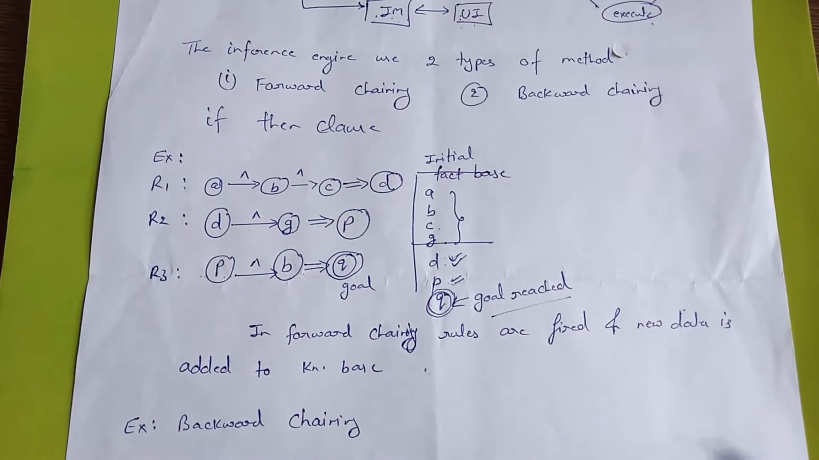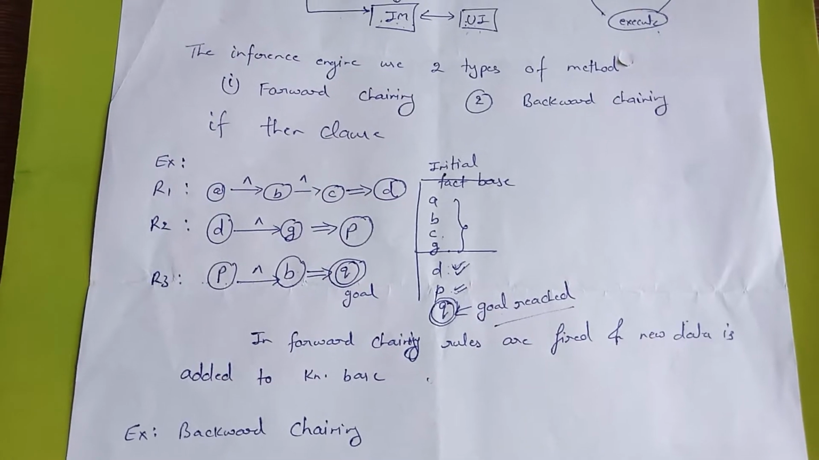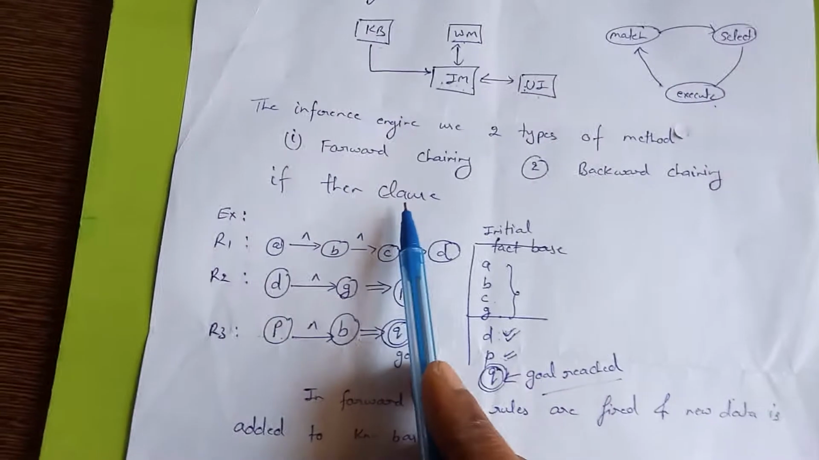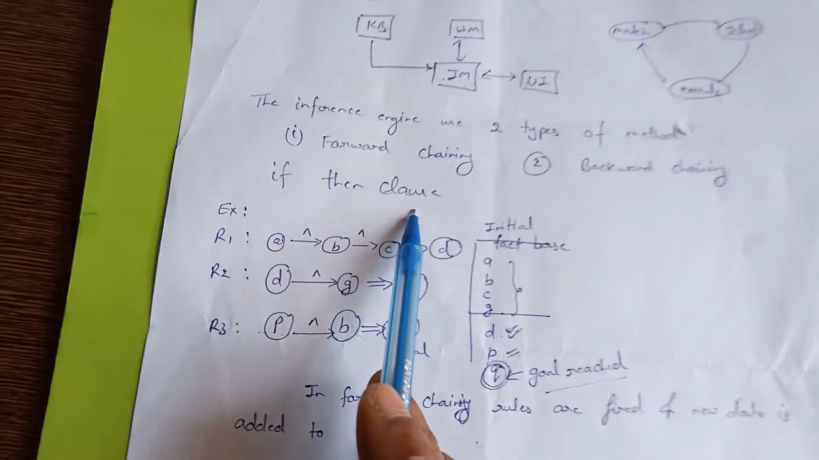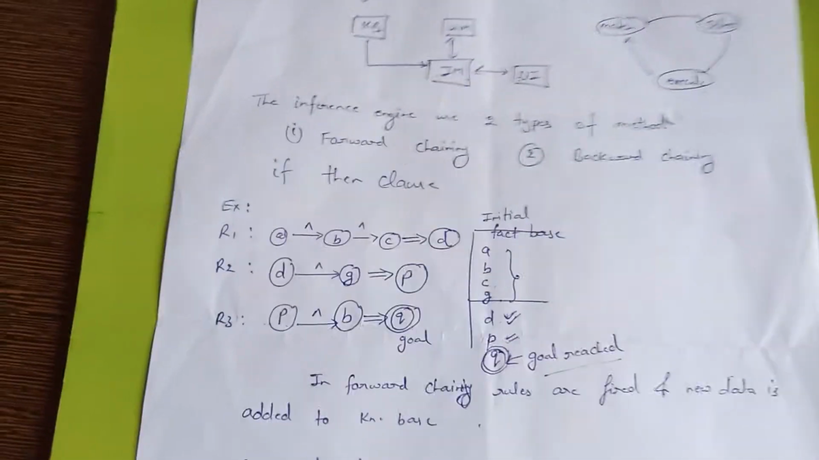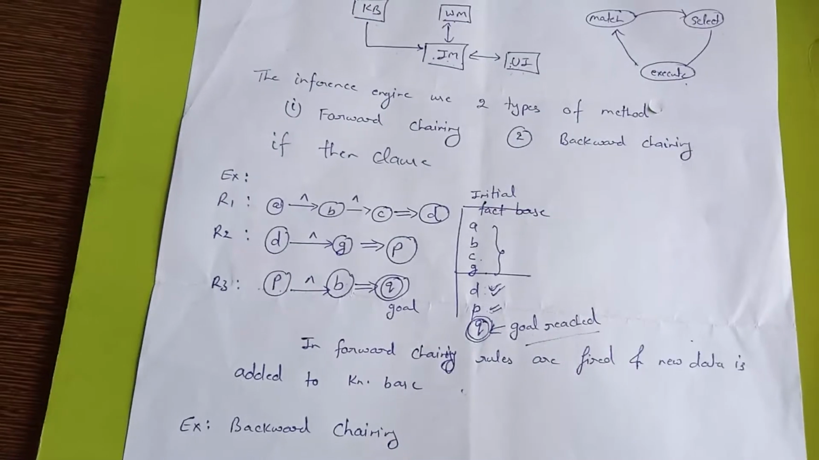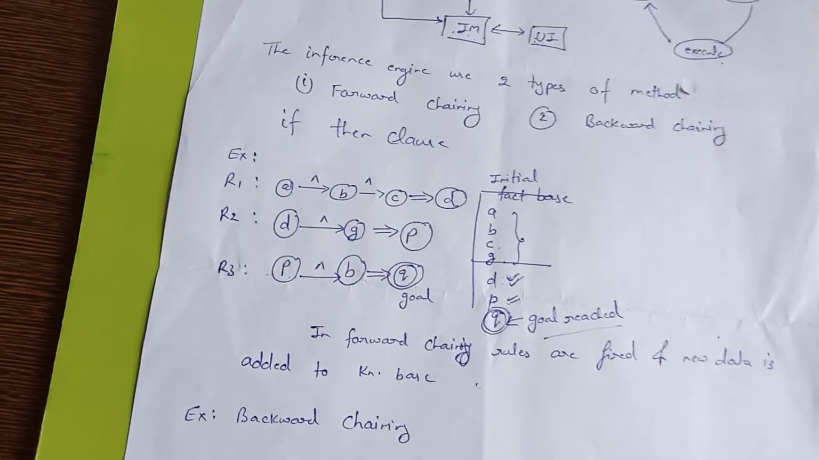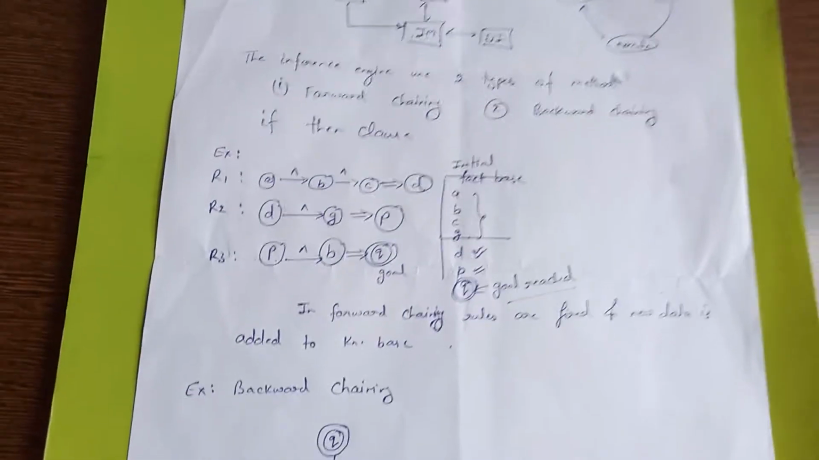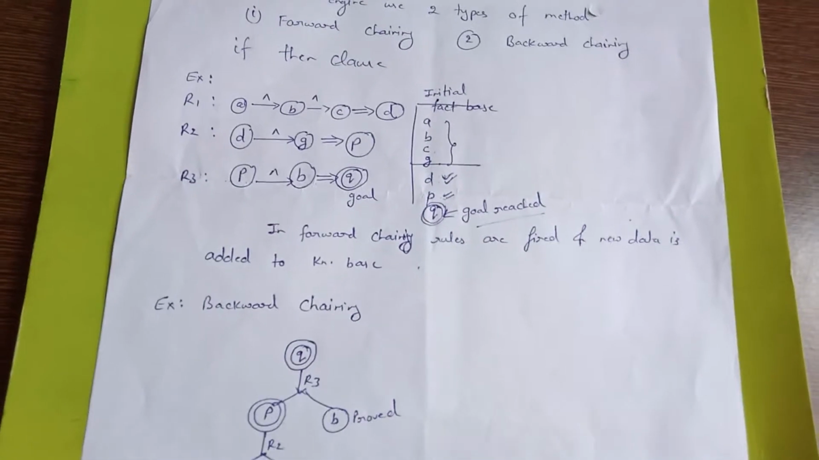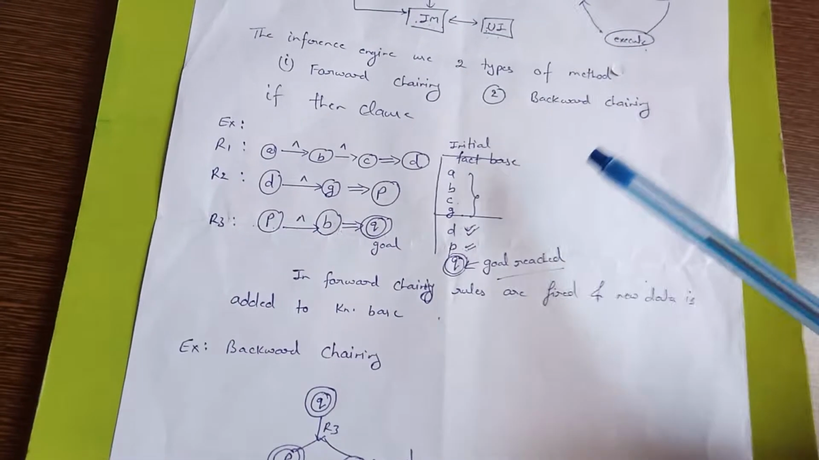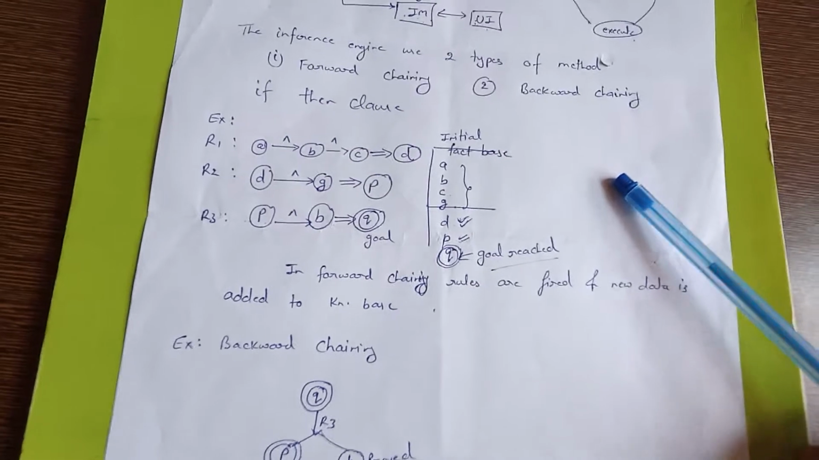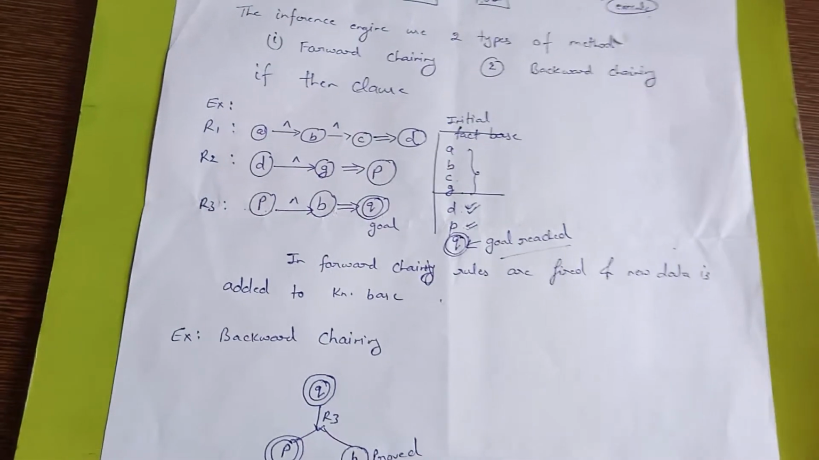In forward chaining, rules are fired and new data is added to the knowledge base. So this strategy is based on the if-then clause. It means if the if part is true, then the right hand side part will also be true. This strategy is mainly used in CLIPS and some other expert systems like automated theorem provers, etc. Forward chaining starts from the data that you already have and approaches the goal.